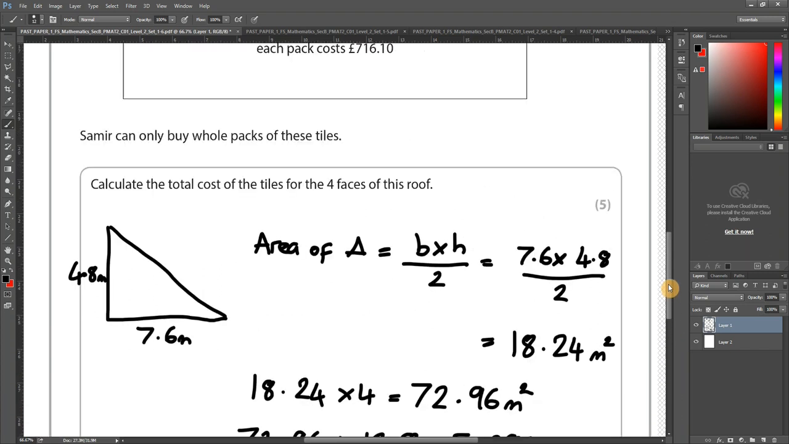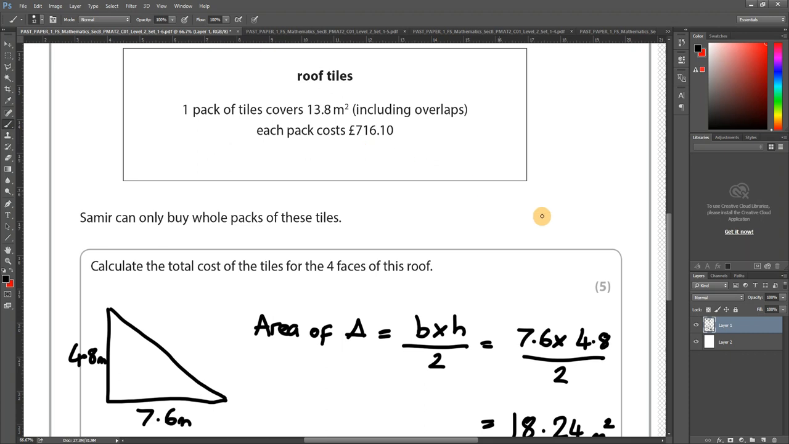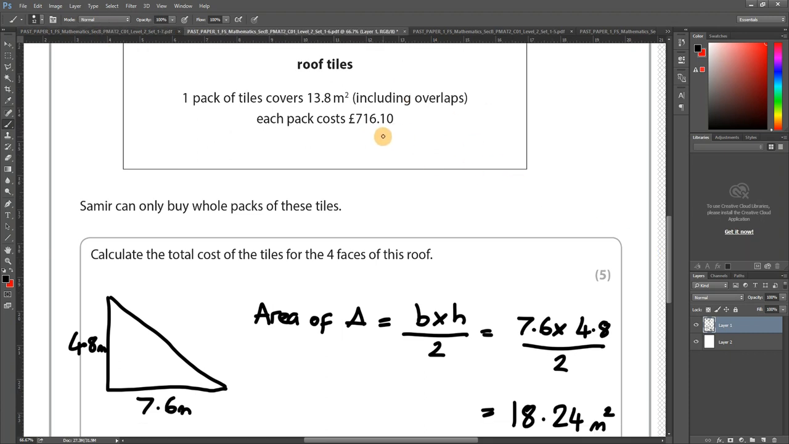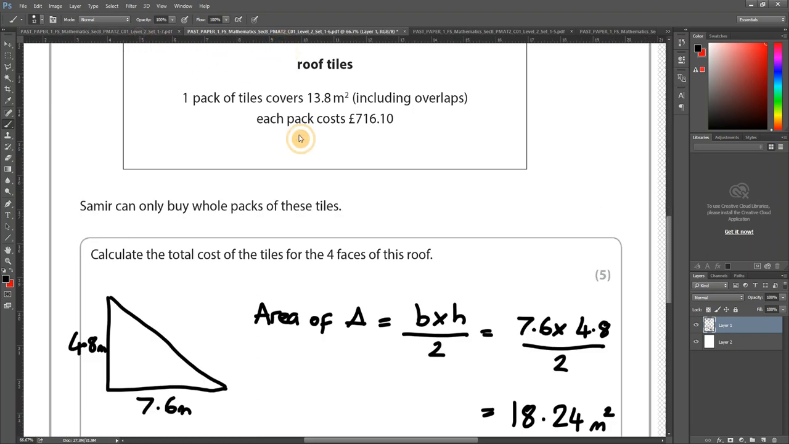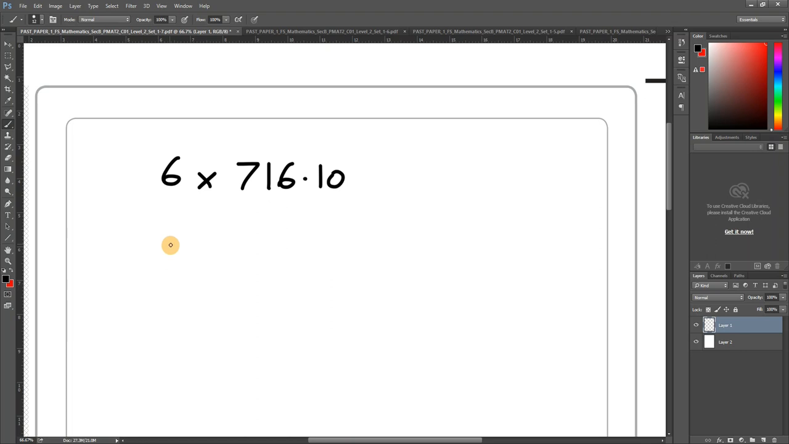So each pack costs £716.10. Okay, so I'm going to do 6 times £716.10. So 6 times 700 and what was it? £16.10, right? Yeah. So this should give me on the calculator 4,296.6, but obviously you're gonna have to write it in the correct format, so you're gonna have to stick that zero on the end to make it 60p. And that should be your final answer.